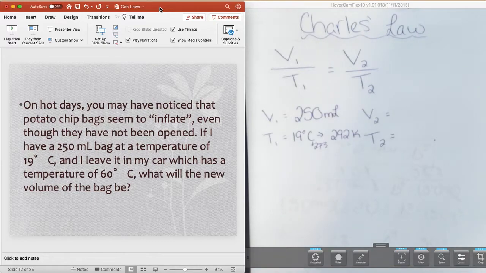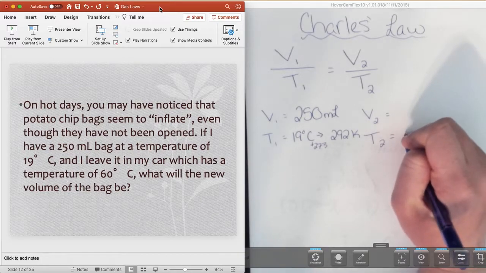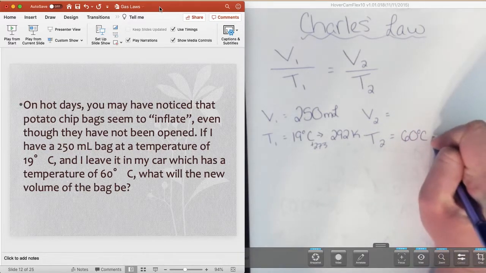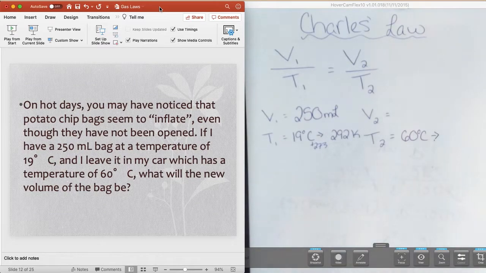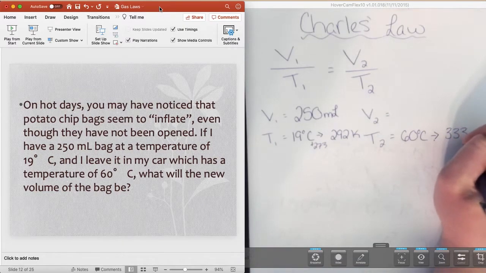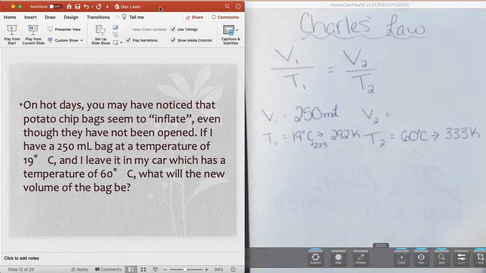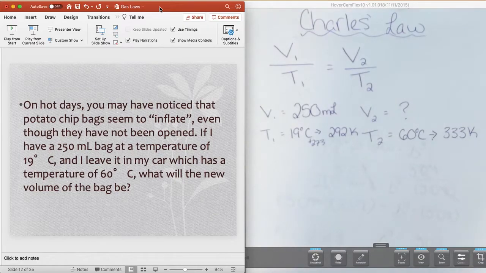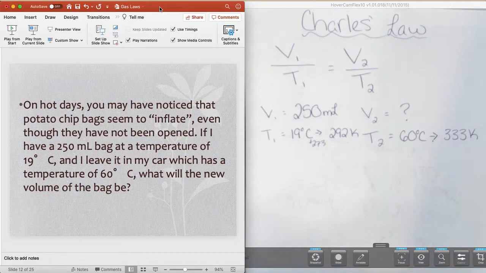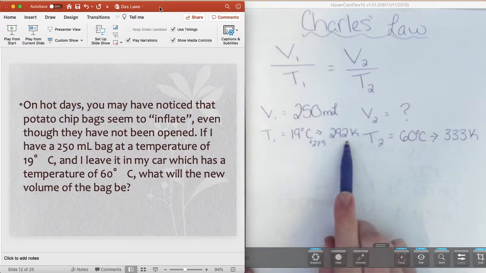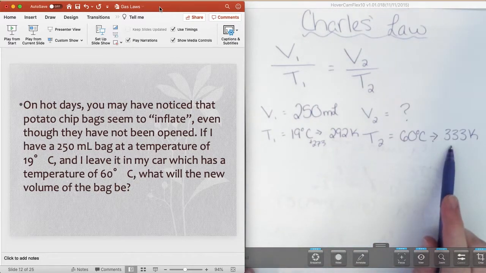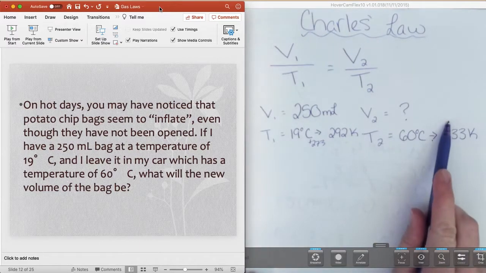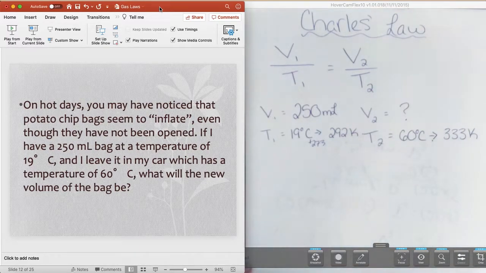It then says I leave that bag of chips in my car, which has a temperature of 60 degrees Celsius. So my 60 degrees C, once again, I'm going to want to convert that to Kelvin in order to get the temperature I can work with, which gives me 333 K. What will the new volume of the bag be? Now, what I had just talked about before was there is a direct relationship between these things. So if my temperature is increasing from 292 to 333, the volume of that bag should be increasing as well. But we got to figure out, all right, so what will that new volume be?